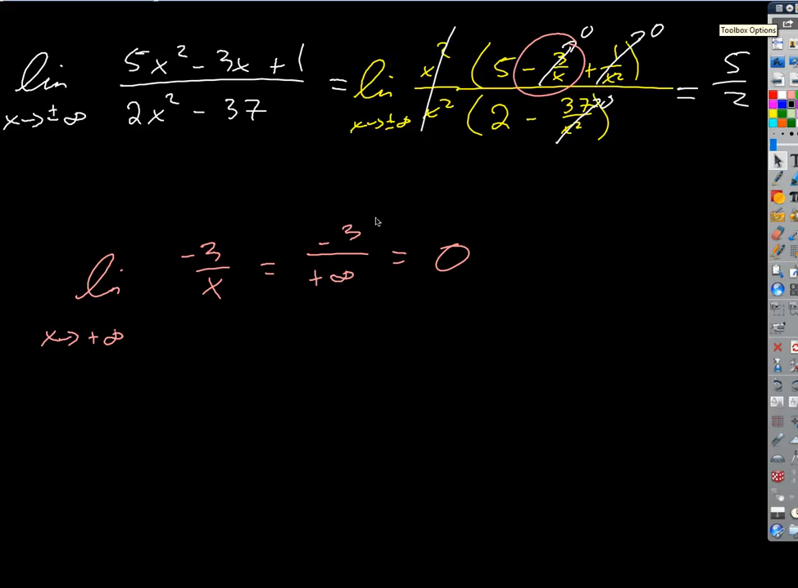The orders are the same. Good. Top and bottom, same order. Then we just take the ratio of the leading coefficients. That's it, right? So the limit is always just going to equal that, right? Make sense?